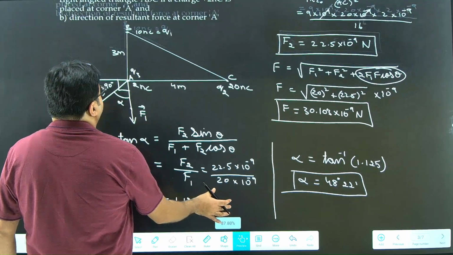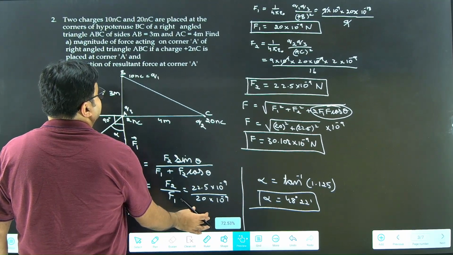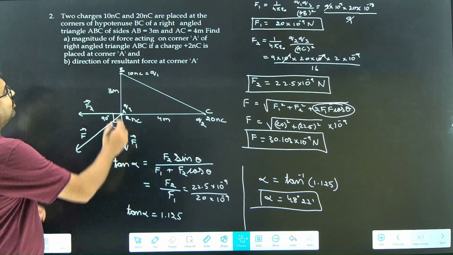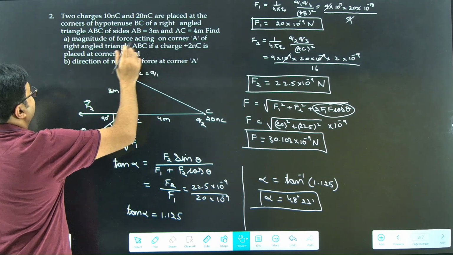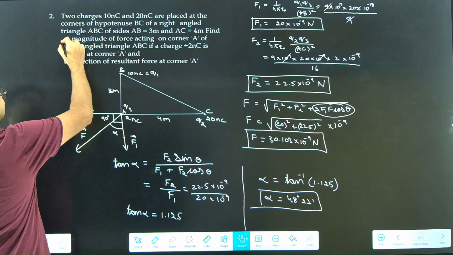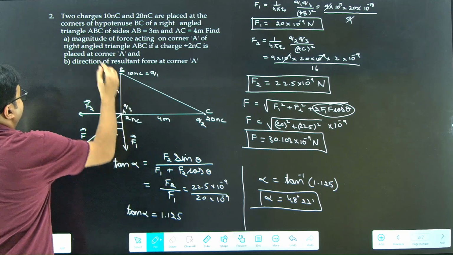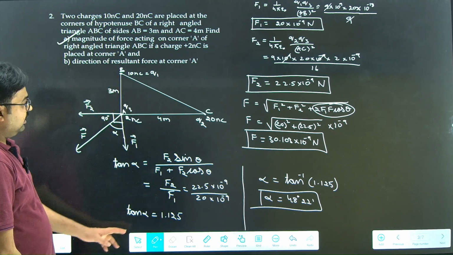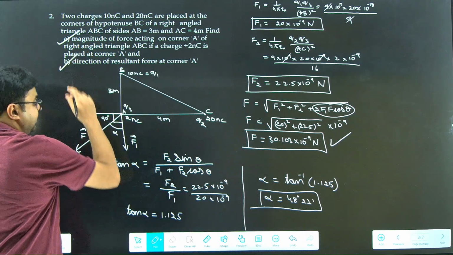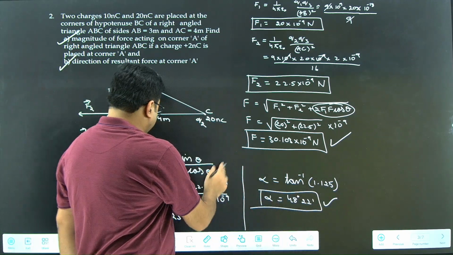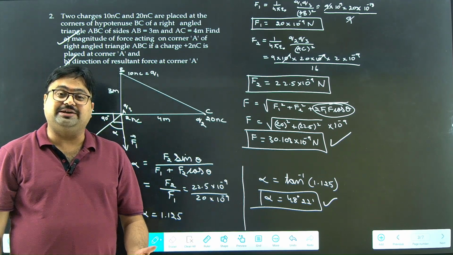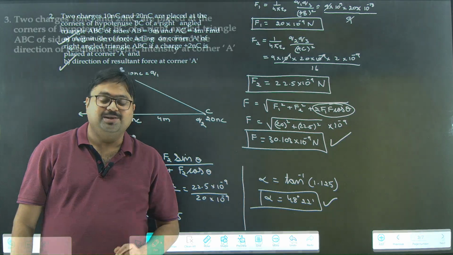Let me just preview the question for you. So here is our question and the complete solution. The question asked us the magnitude of the force acting on corner A of the right angle triangle ABC if a charge of 2 nanocoulomb is placed. So I think we've answered this question. Here is the answer. And then we also had to find the direction. Direction is simply the angle, and we have found that in this part. That's how you would answer this question in the exam if it occurs on the question paper.